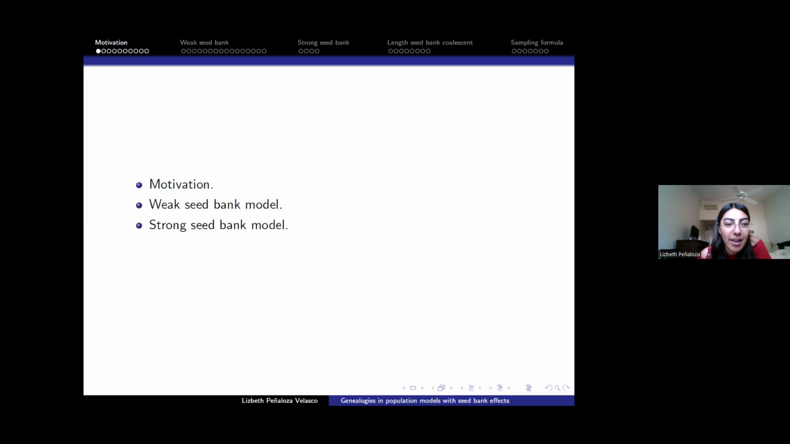First, I will give a motivation, then I will give some results in the sense of the weak seedbank model, and finally, I will present some results in the spirit of the strong seedbank model.